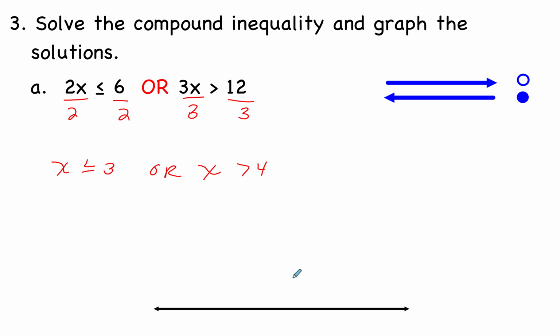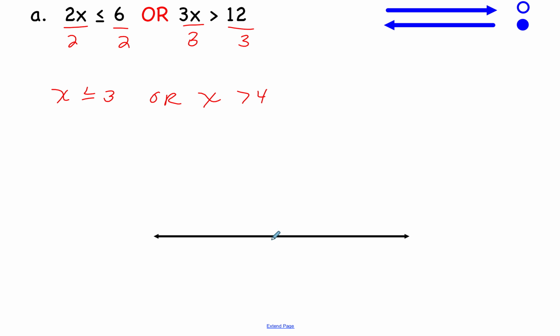So we need the numbers 3 and 4 on our number line. So I'm going to put a 3 and a 4 on my number line. And x is less than or equal to 3. That's a solid dot because it has an equal to with it. Less than goes to the left. So those are going to go leftward like that. x is greater than 4 is an open dot on 4. And the numbers that are greater than 4 are to the right of 4. So that's what your solution set would look like graphically.